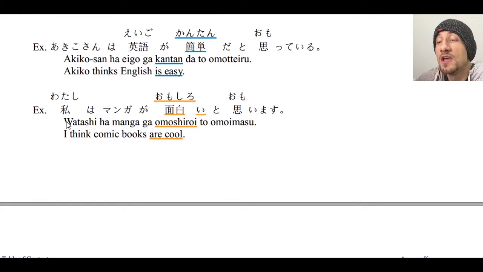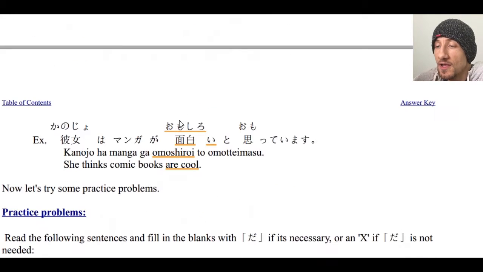Okay, and here we have another one. 私は漫画が面白いと思います. So 私 and some other information と思います, so we can use the と思う form. And here we have 彼女は漫画が面白いと思っています. Again, the subject is someone other than 私, so we use 思っている, 思っています. So just keep that in mind. When the subject is 私, we can use と思う. When the subject is someone else, と思っている.